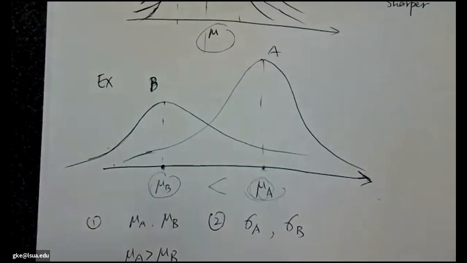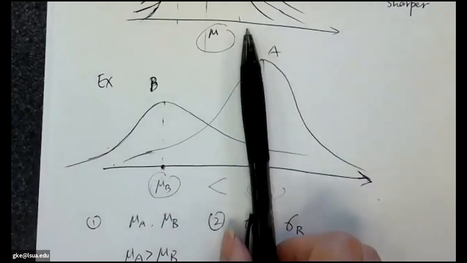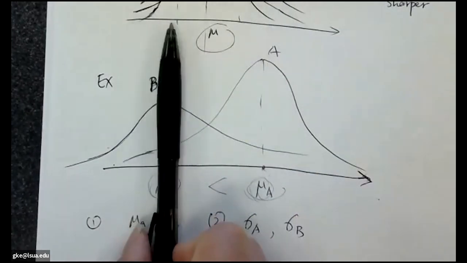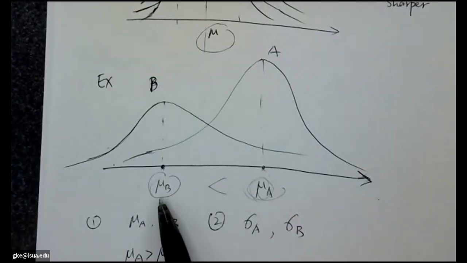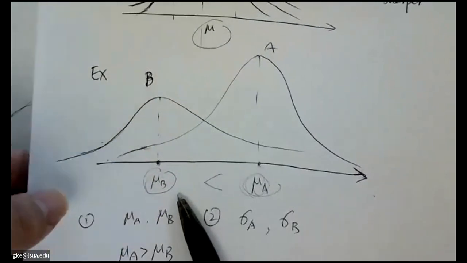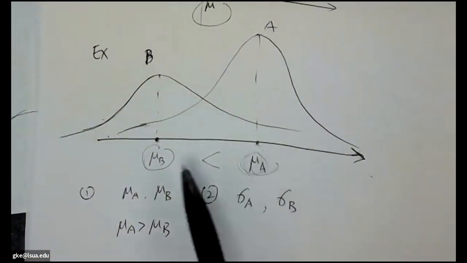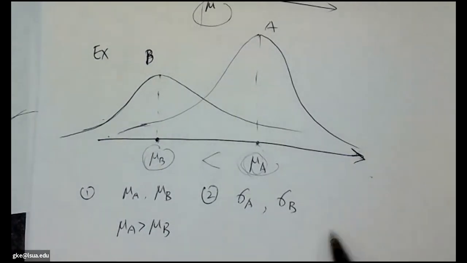Based on the property we learned, the curve is symmetrical about the mean value. So mu A and mu B, right? And mu A is clearly on the right side of mu B, so it should be greater than mu B on the x-axis.